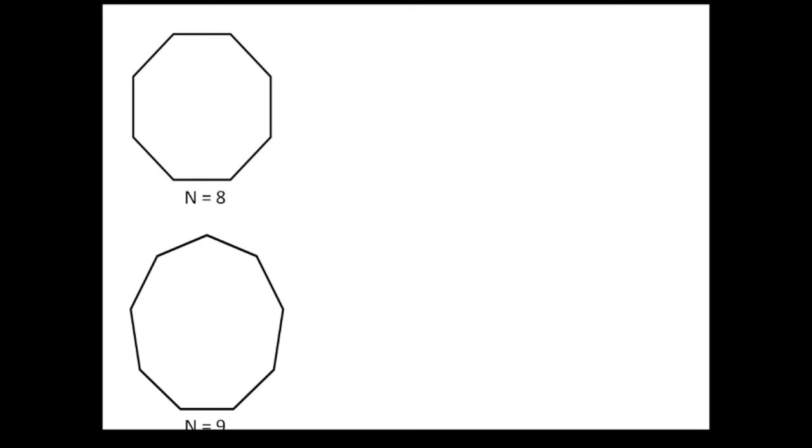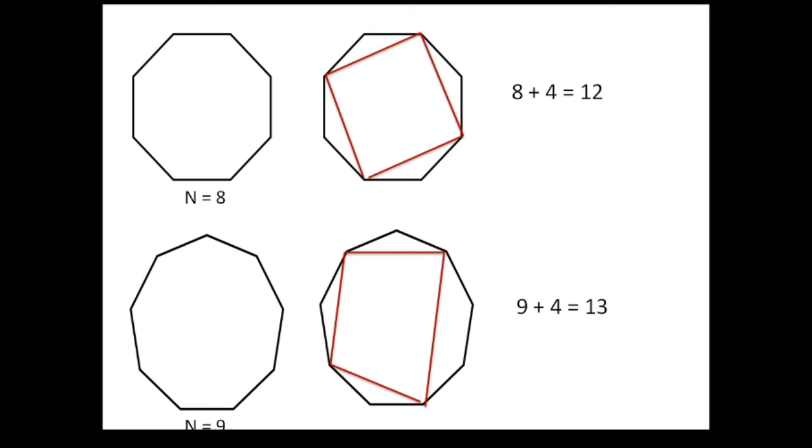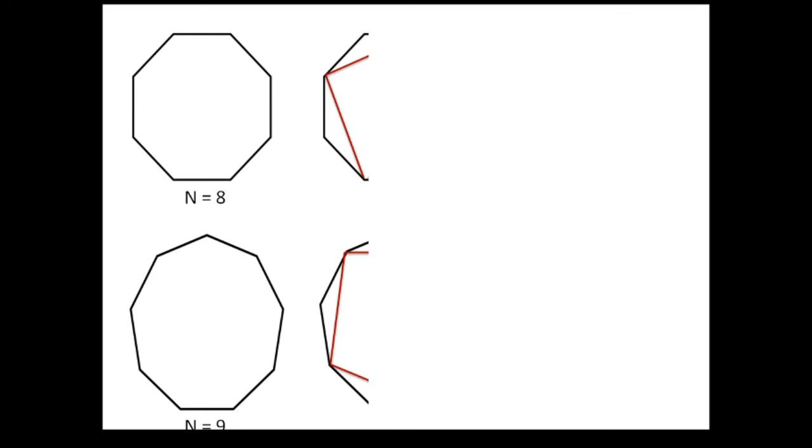Now let's look at one more example. When the number of sides of the polygon is 8, that is n equals 8, we can create a 4-sided child polygon and the answer would be 12. And similarly, when the number of sides is 9, we can create a child polygon of 4 sides and the answer would be 13. Let's have a look at one last polygon, that is when the number of sides is 12.